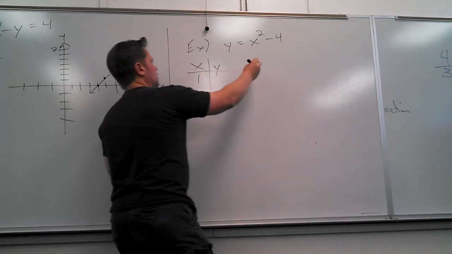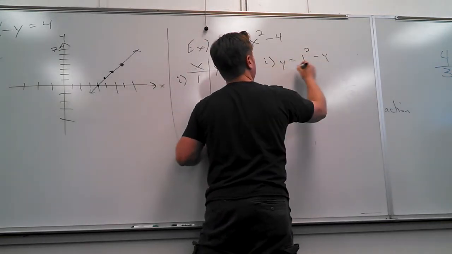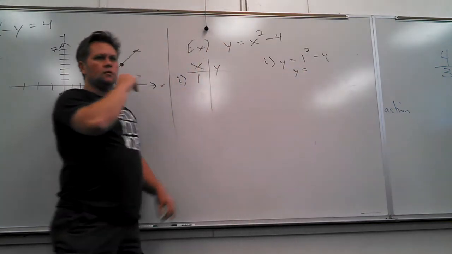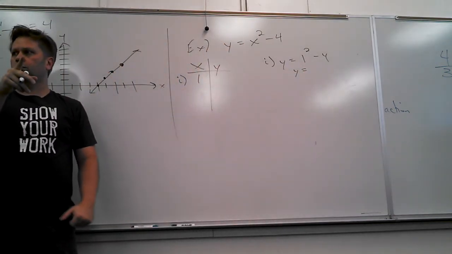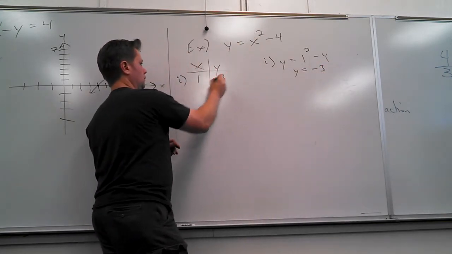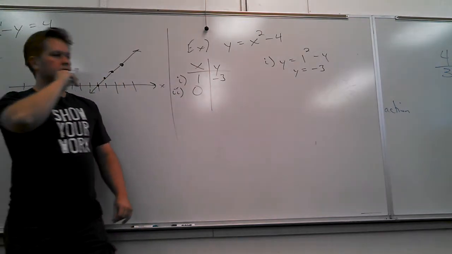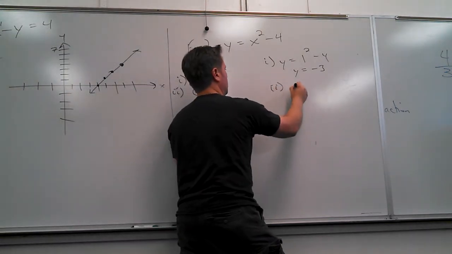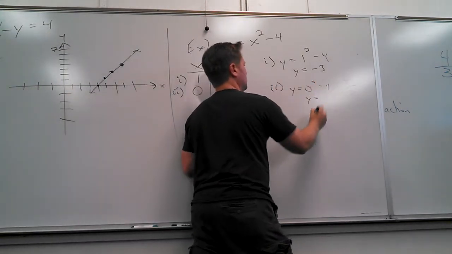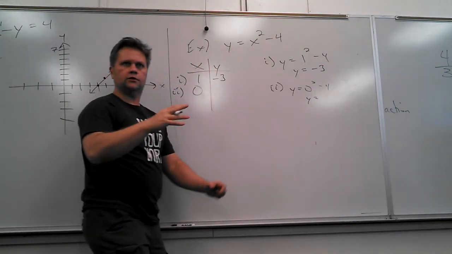1. Sweet, so we'll say that's the first. What is y when x is 1? 1 squared is 1, and 1 minus 4 is -3. Now 0. 0 is always a good one to plug in. If I plug in 0, 0 squared minus 4 is -4, because the 0 is gone. You guys with me?